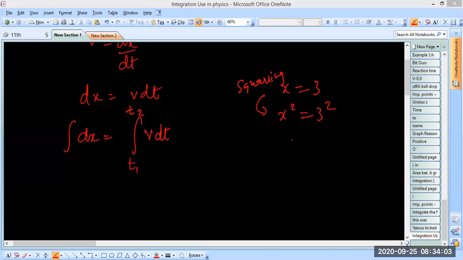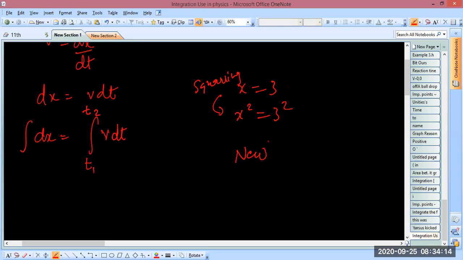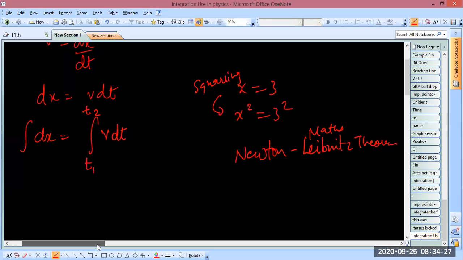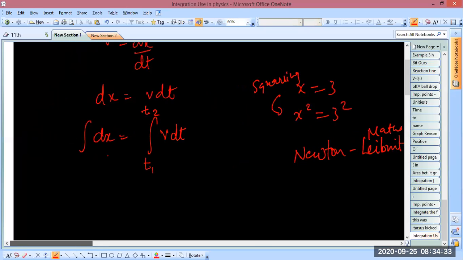Can we cut integrations if we require? No way, right? Okay, later on, if you are going to study maths, maybe somewhere in JEE, you will use something called the Newton-Leibniz theorem. In maths, not in physics. At that time you will learn how to handle integration on both sides, with some special techniques. But I don't think I need to talk about that in a physics class, right?